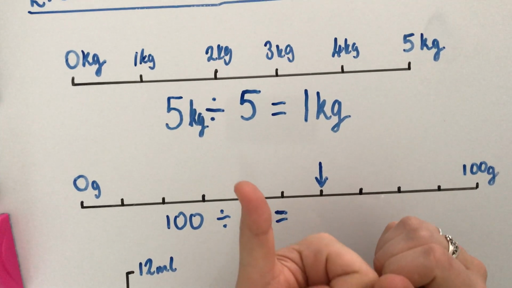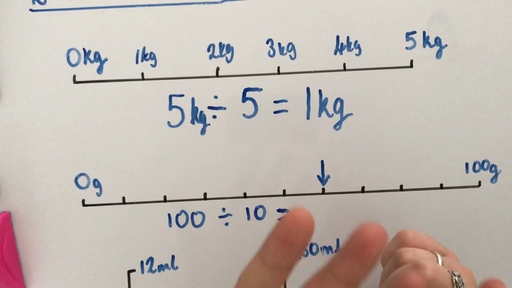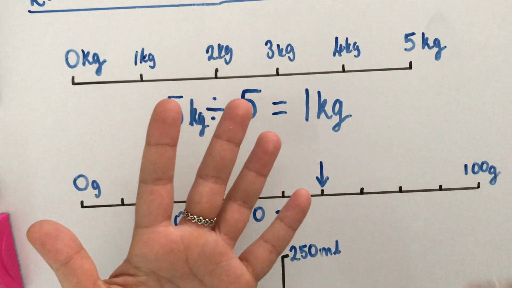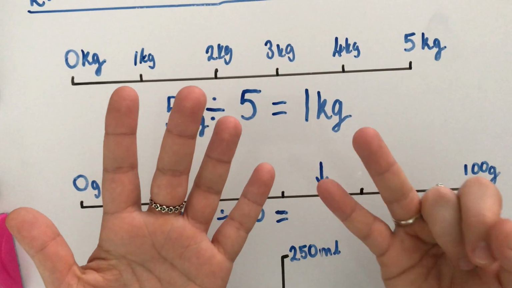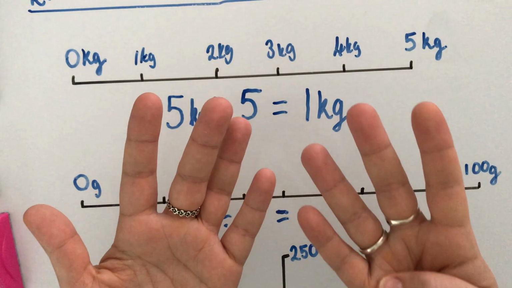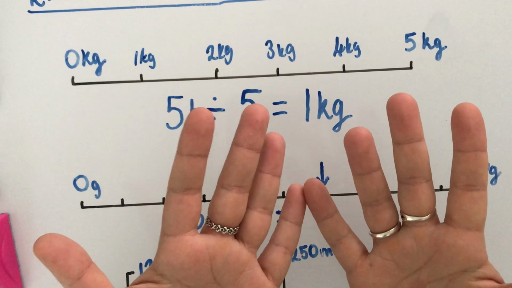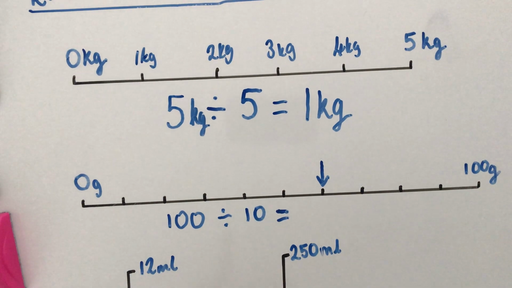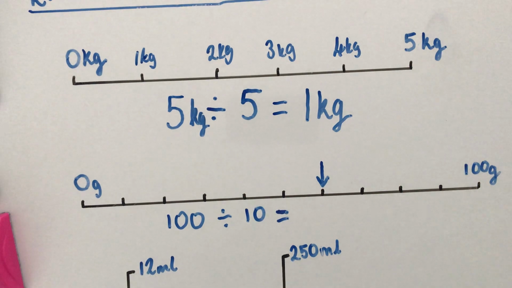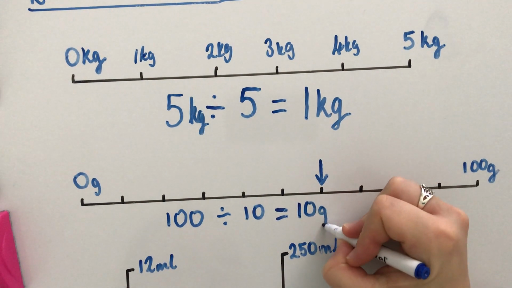1 times 10 is 10. 2 times 10 is 20. 3 times 10 is 30. 4 times 10 is 40. 5 times 10 is 50. 6 times 10 is 60. 7 times 10 is 70. 8 times 10 is 80. 9 times 10 is 90. 10 times 10 is 100. Exactly. So that means that 100 divided by 10 equals 10. Fantastic, because 10 goes into 100 10 times.